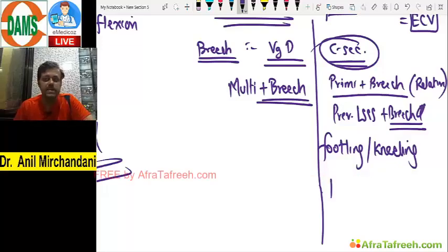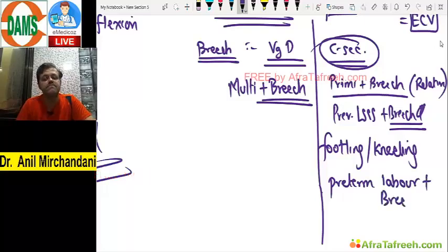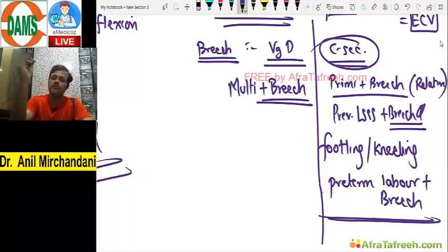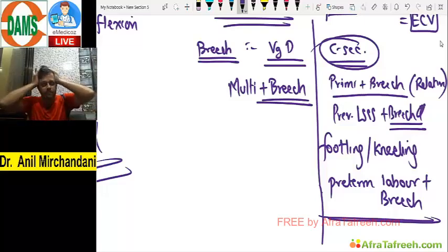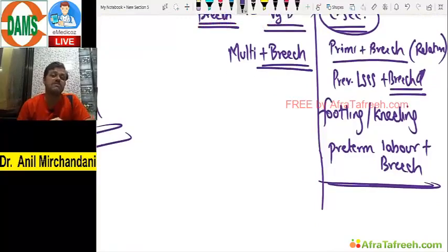If there is a preterm plus breech, then you should better go for cesarean section, because a preterm baby will not be able to tolerate breech delivery. The after-coming head would undergo compression, decompression, and there would be injury to the baby like intraventricular hemorrhage. So preterm labor plus breech is equal to cesarean section. Am I clear?